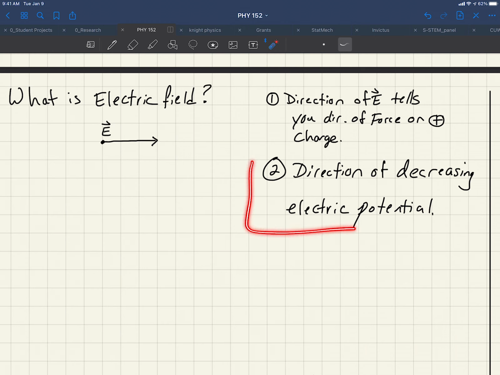I'm going to mention this because you can't hear it enough times, even though you don't know what it means yet. The direction of the electric field, meaning the direction of that vector, also tells you the direction of decreasing electric potential. We're not going to learn about electric potential until week 2, but the number of times I can get this in your head, the better. There are two things that the E field tells you. The first is the direction that a positive charge would feel a force, and the second is the direction of decreasing electric potential.